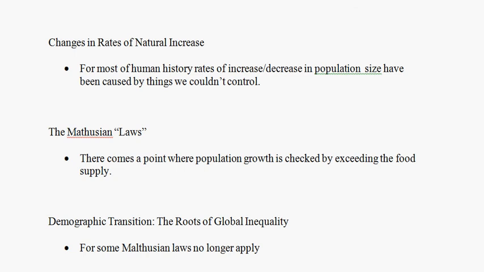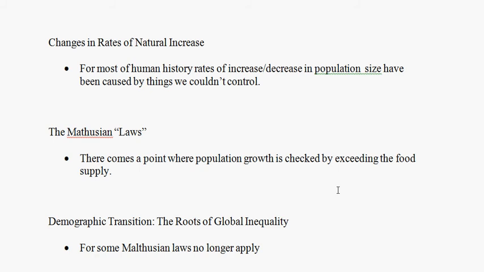For most of human history, the rates of increase or decrease in population size have been caused by things we couldn't control. Disease, famine, drought, floods, as such. And this may seem counterintuitive. Growth rates have been low, and as we adapted to a certain place, how many children we had was affected by how many died before adulthood. More food equals more babies. Famine or wars caused decline in population.